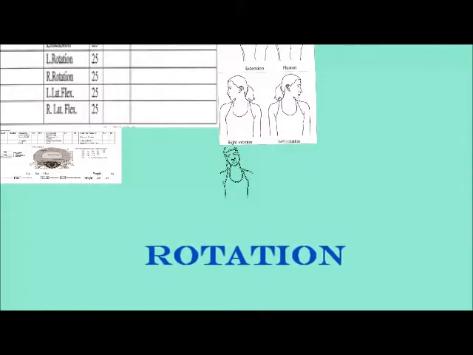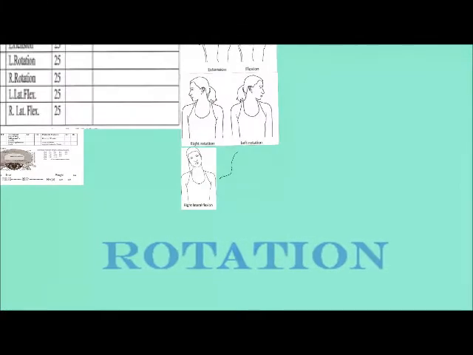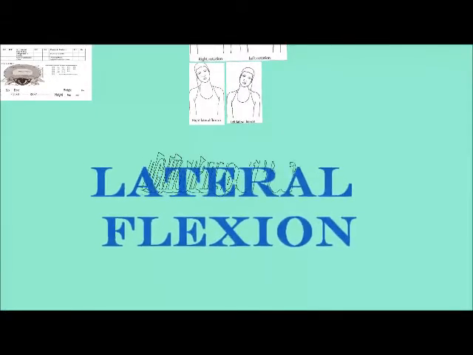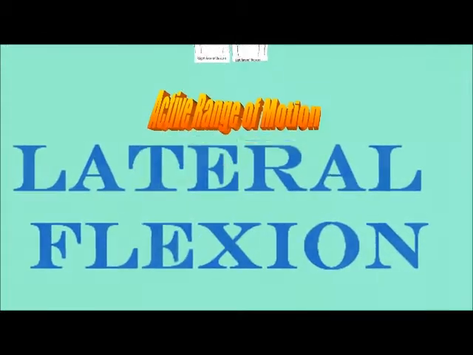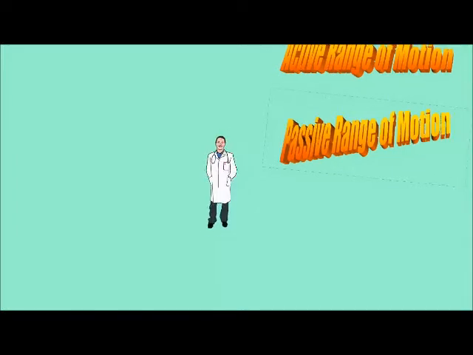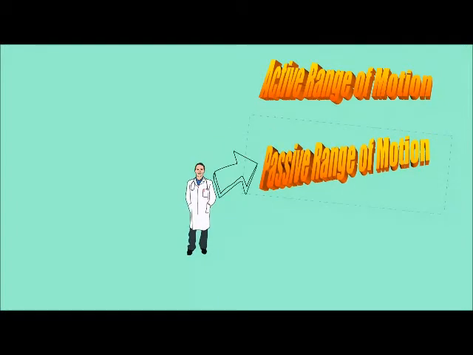Then we ask you to do rotation, so rotate side to side. This test usually tells us a lot about the muscle. Then lateral flexion, bending the neck side to side, tells us about both joint and muscle. Range of motion is done two ways. One, the doctor asks you to do it. Another way, the doctor does it for you.